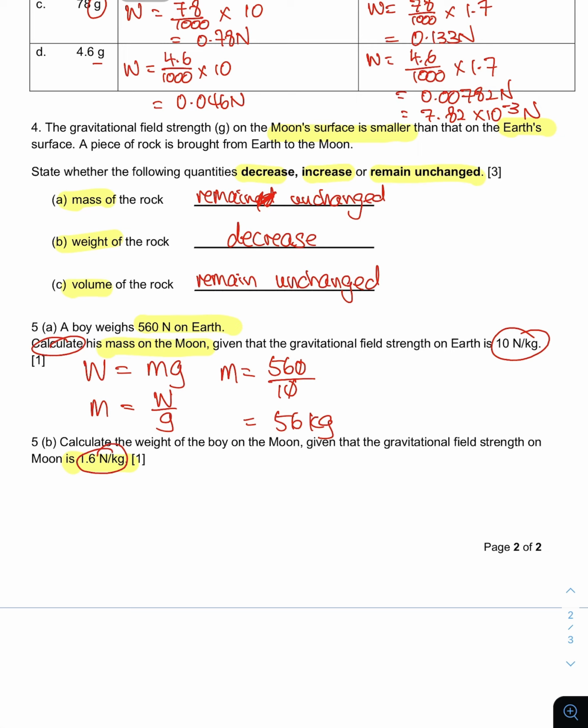Again, because they use the word calculate, I'm going to show my working. W equals mg again. I don't have to do any manipulation now because it's exactly what we want, weight. So W equals 56, the mass is a constant, multiplied by 1.6. What do I have? It is 89.6 Newton.